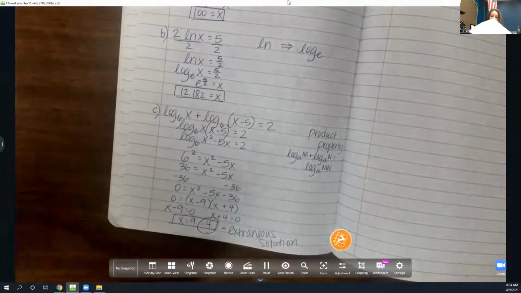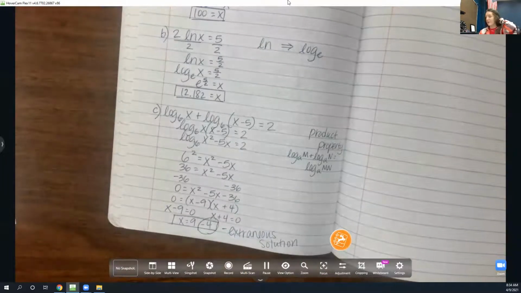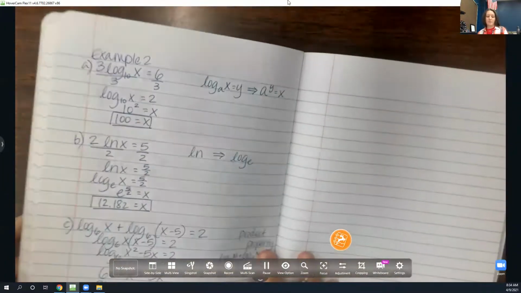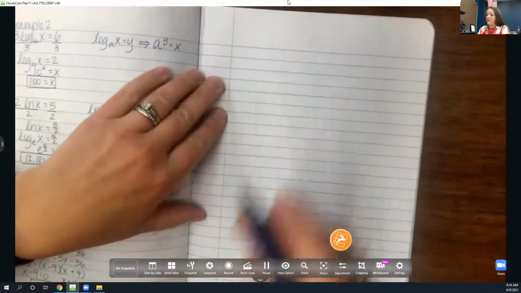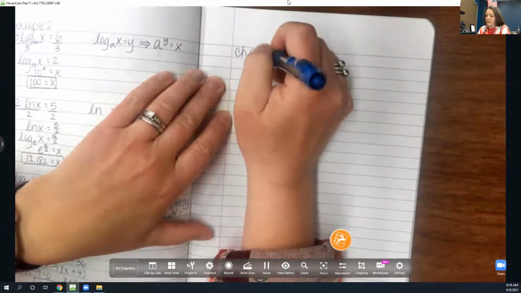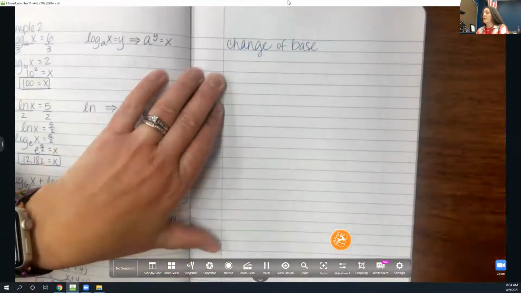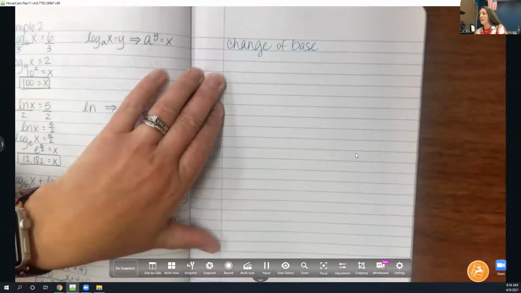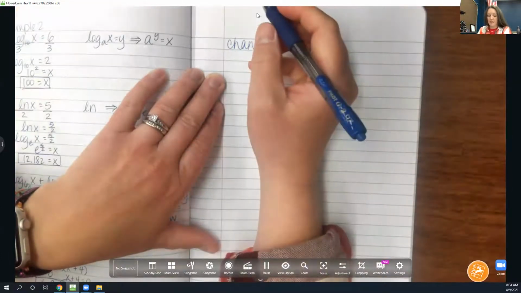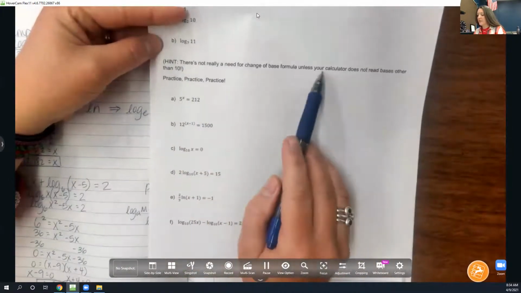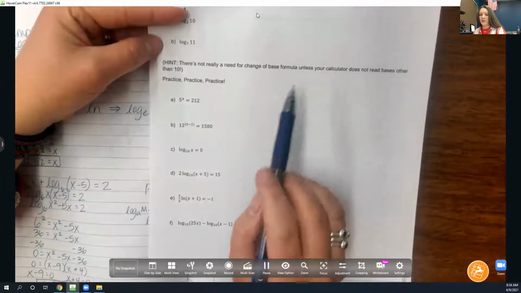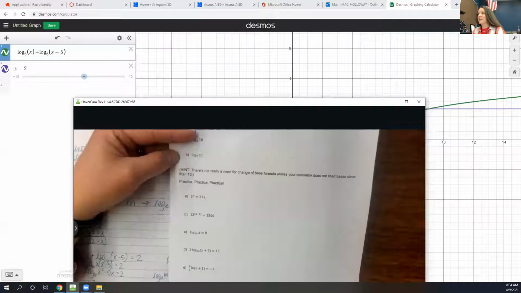All right, so let's look on the next page. We're going to be talking about our change of base formula, and this is kind of FYI for next time. What happens if I'm using the calculator and I want to calculate something, but my base is not 10? Remember we talked about your calculator only reads base 10.